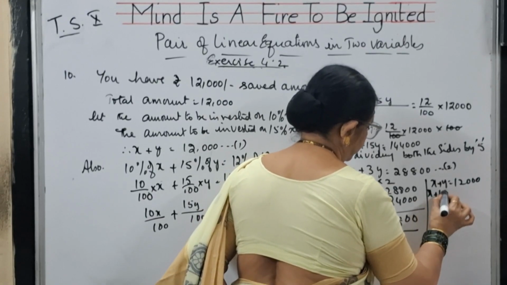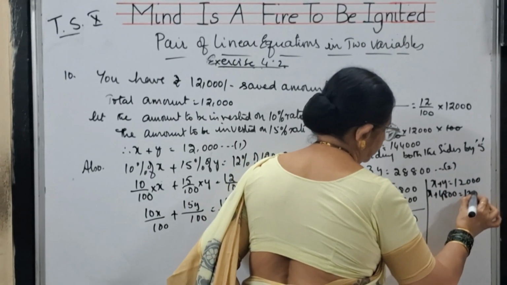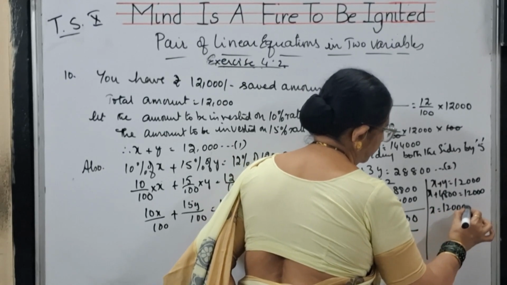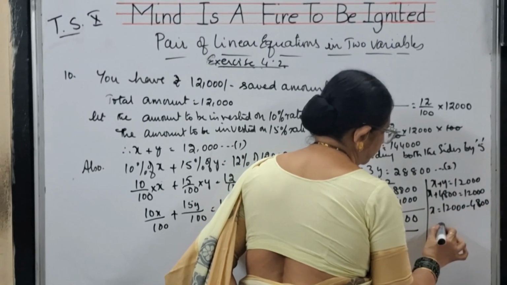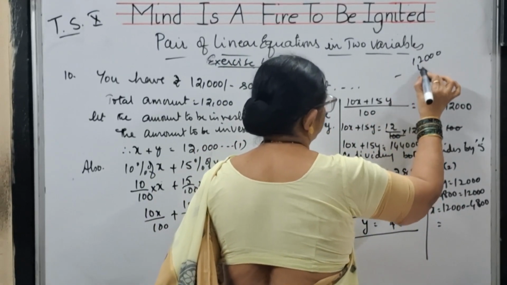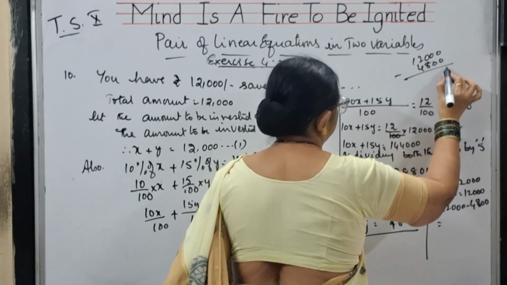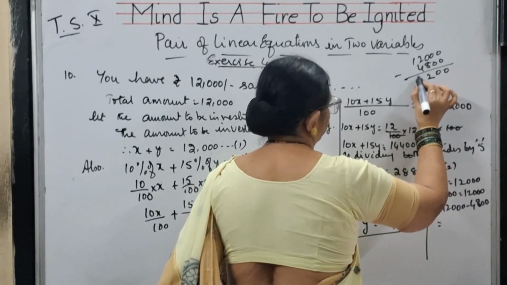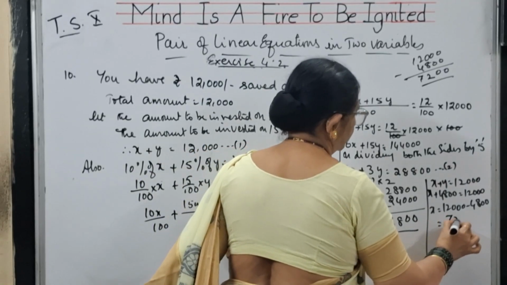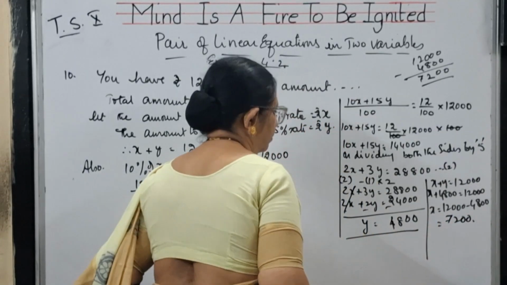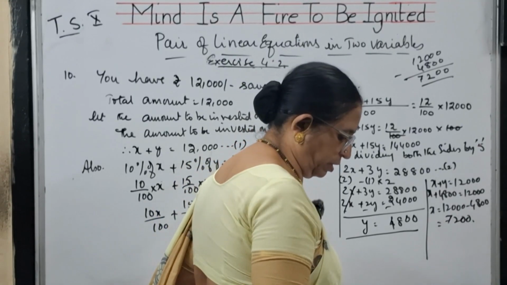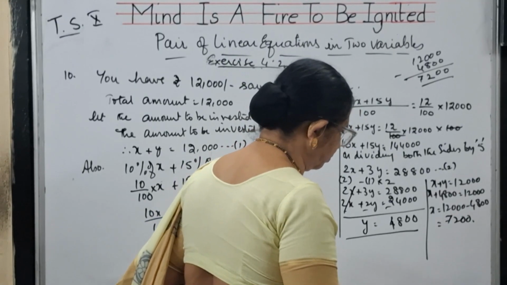x plus 4,800 is 12,000. x is equal to 12,000 minus 4,800. From 12,000, if you subtract 4,800, we get 7,200. So the x value is 7,200, the y value is 4,800. So what is the question here?